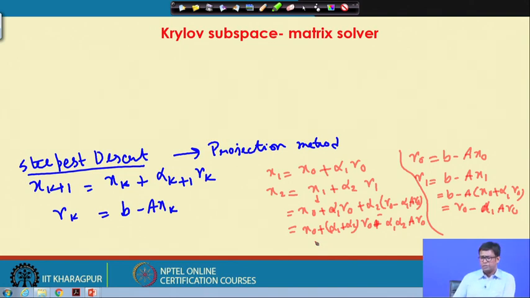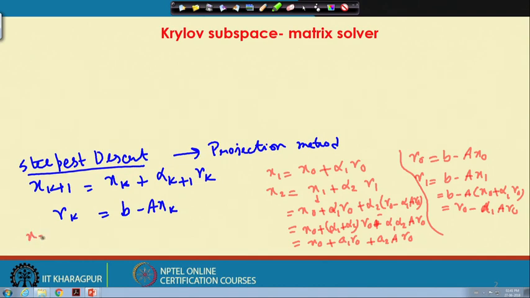Now, can we see that this can also be written as x 0 plus, say, a 1 r 0 plus a 2 A r 0. Similarly, if I write the expression for x 3, this will be x 2 plus alpha 3 r 2, and now I will calculate the values of r 2 and x 2 and substitute them here. I will again get x 0 plus, say, b 1 r 0 plus b 2 A r 0 plus b 3 A square r 0, and so on.